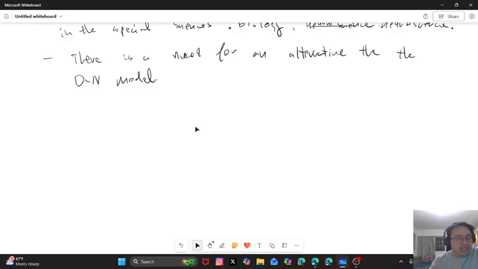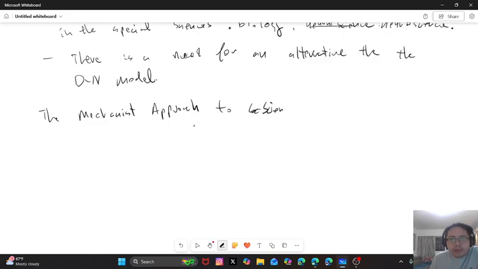One has to think about how explanation in biology works. Typically it involves explaining how a mechanism works. So the mechanistic approach to scientific explanation is this.